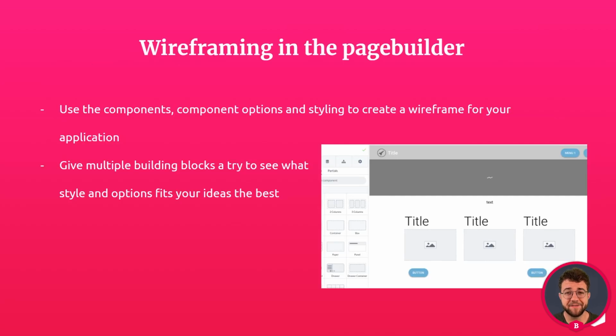And all of these items that I've just talked about can be used for wireframing in the page builder. Use the components, component options, and styling to create a wireframe of your application. Drag and drop some components together and see if it fits the idea of the pages you want to use for your use case. Try multiple building blocks. Try to see if one style or another style fits your ideas the best, and see how far you can get with wireframing in the page builder.